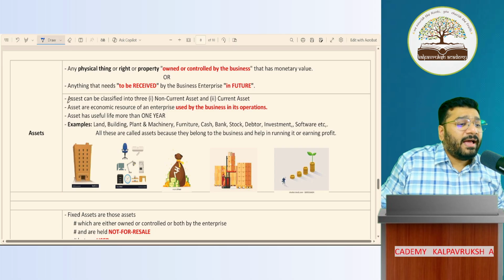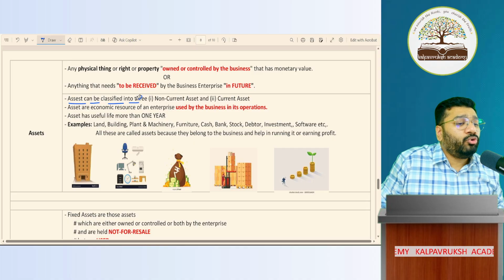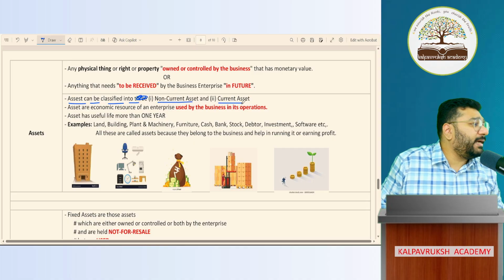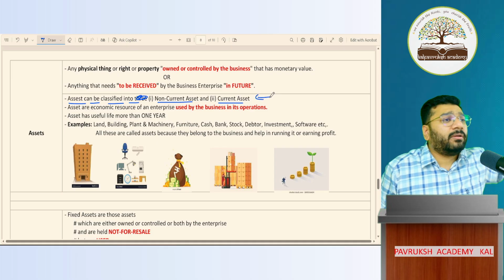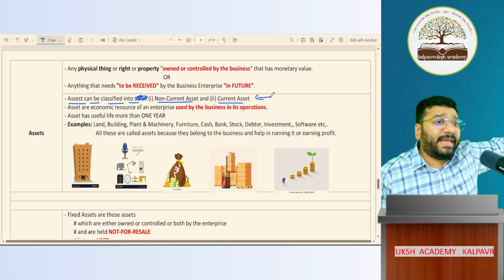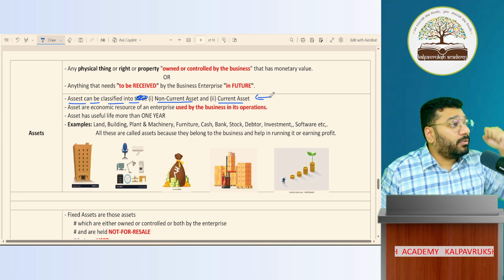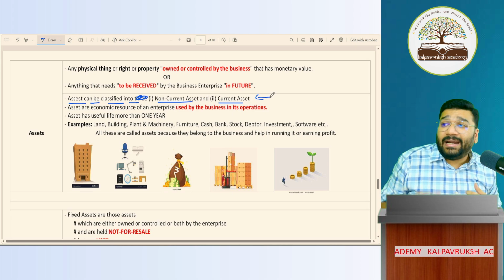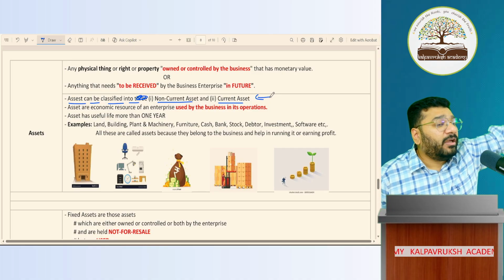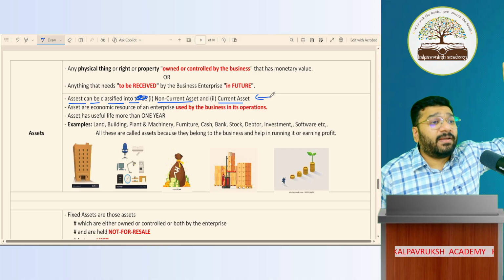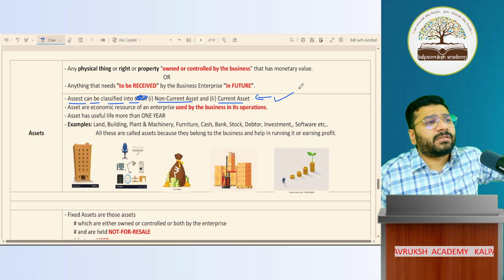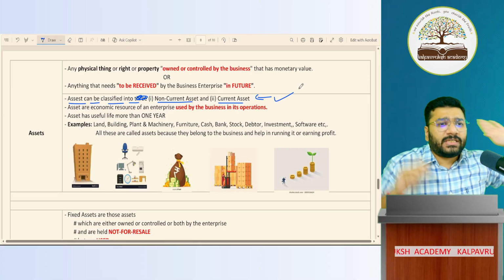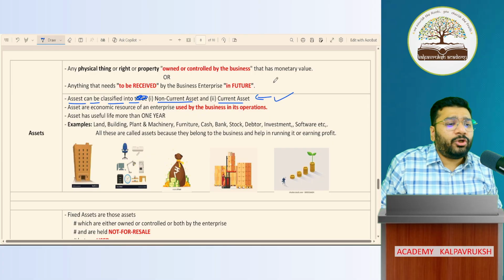Now, assets can be classified into 2 categories. One is non-current asset. Second is current asset. This is not applicable in your 11th standard grade. I mean, the bifurcation is there. The in-depth discussion of what is non-current asset and what is current asset is there in your 12th standard, when I discuss volume 3 of T.S. Grewal book. In that we'll discuss elaborately, slowly. But as of now, just remember the assets are classified into 2 categories: non-current asset and current asset.